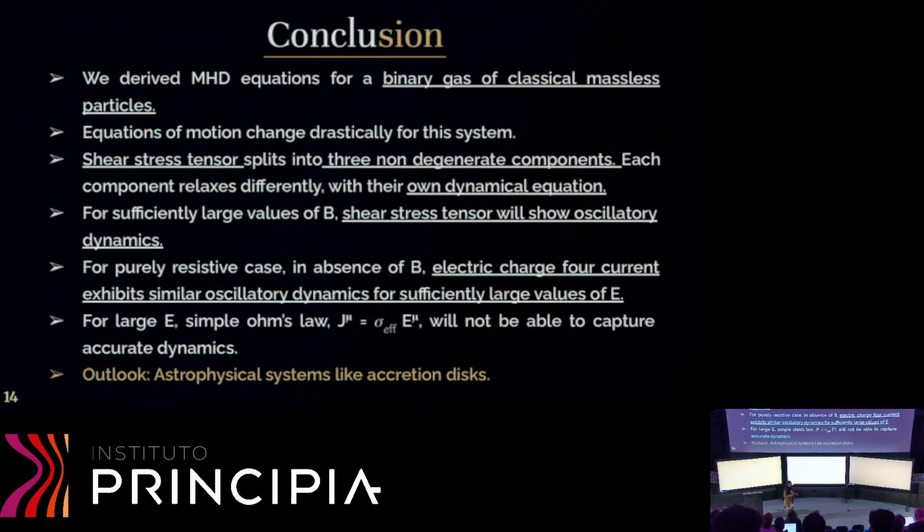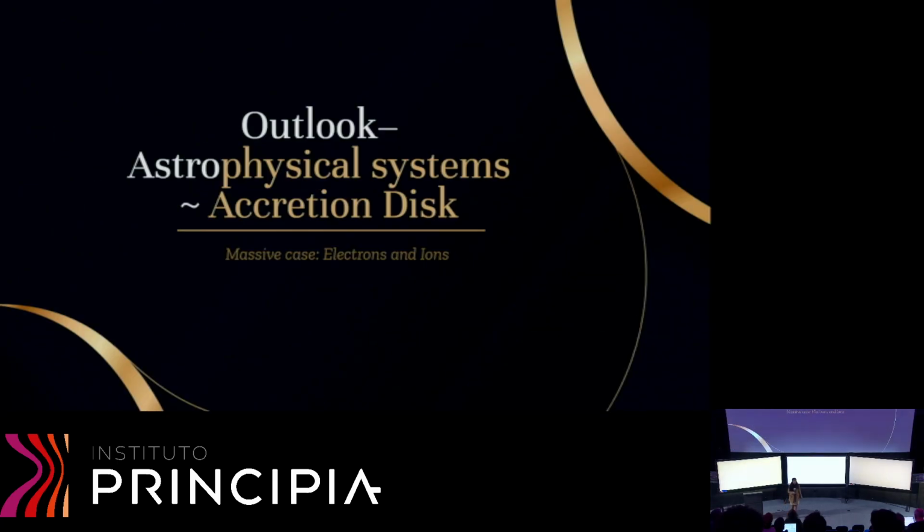And do I have some time? Okay, so I'll also go to the outlook. So we can extend this two-particle system for the heavy ion collision to an astrophysical setting, where instead of massless particles, we have massive particles, for example, electrons and ions. We solve the same equations.